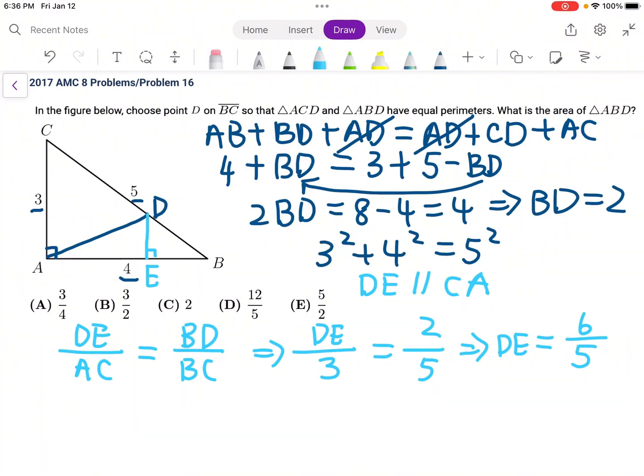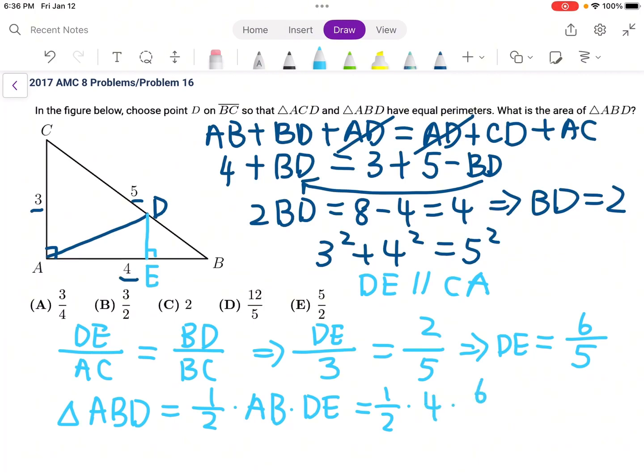It equals 1/2 multiply AB multiply DE, that equals 1/2 multiply 4 multiply 6 over 5, it equals 12 over 5. So the answer is D.